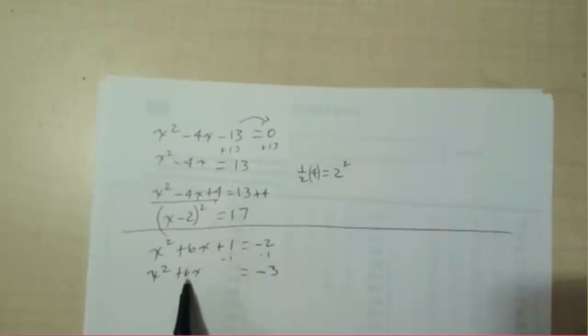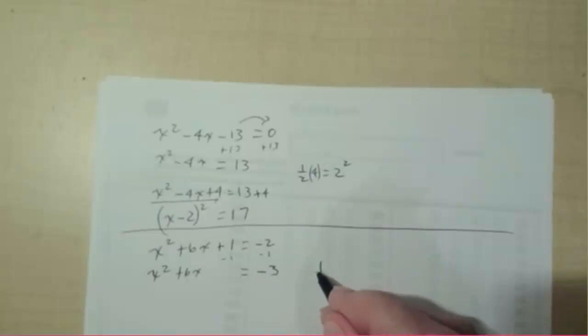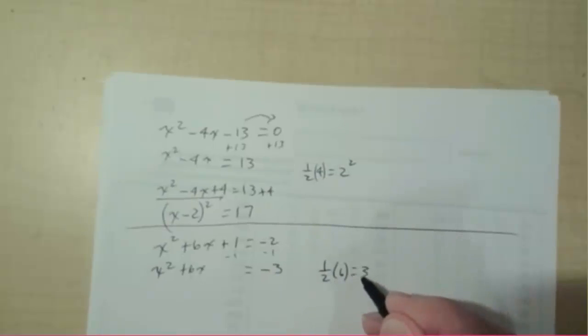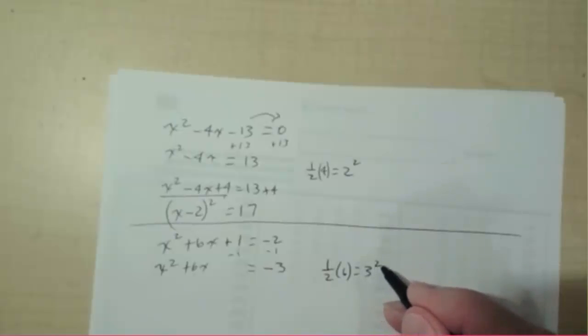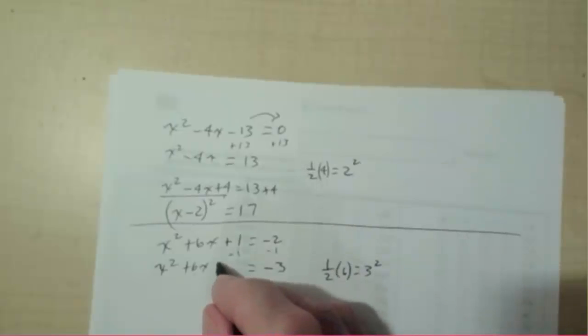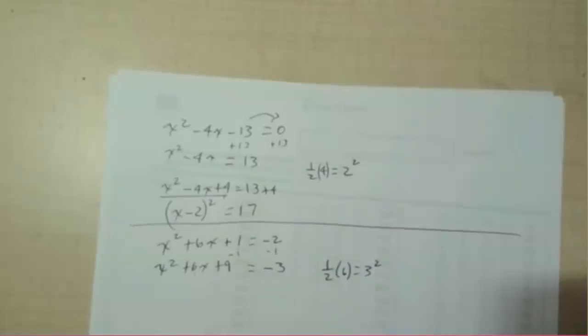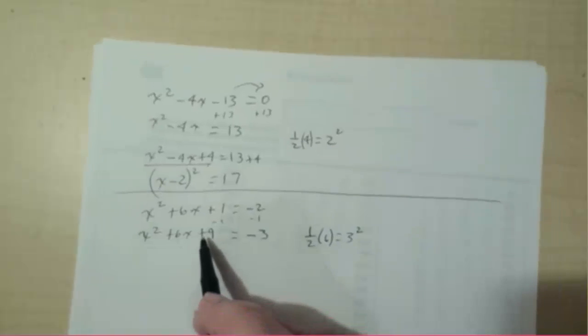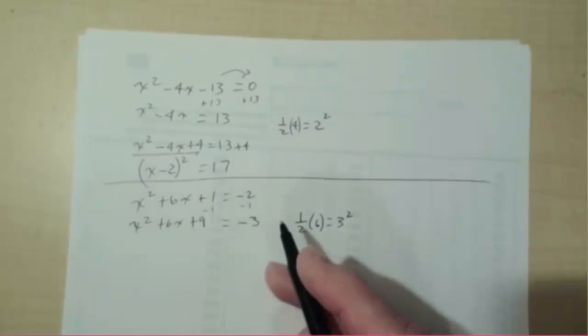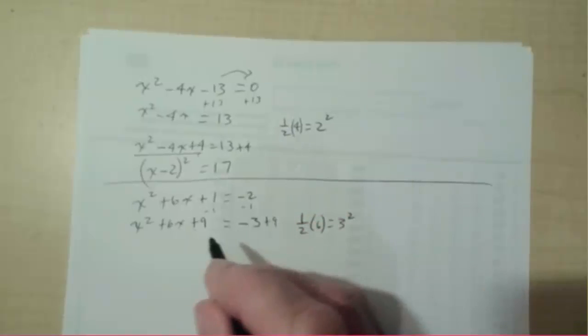Now we take half of the linear term. Half of 6 is 3. And then we square it. 3 squared is 9. Right? Right. And remember, whatever you do to one side, we just added 9 to this side of the equation. So we have to add 9 to this side of the equation, plus 9.